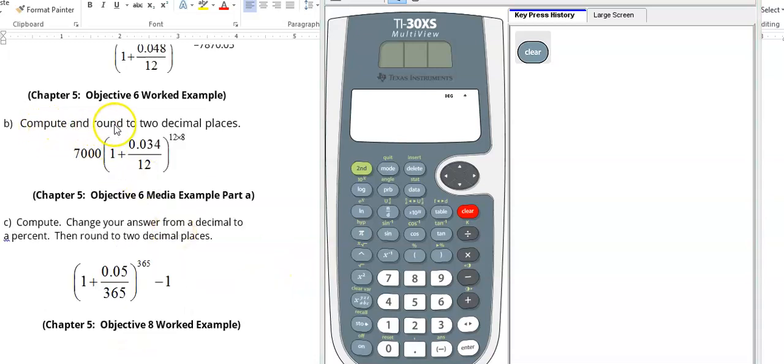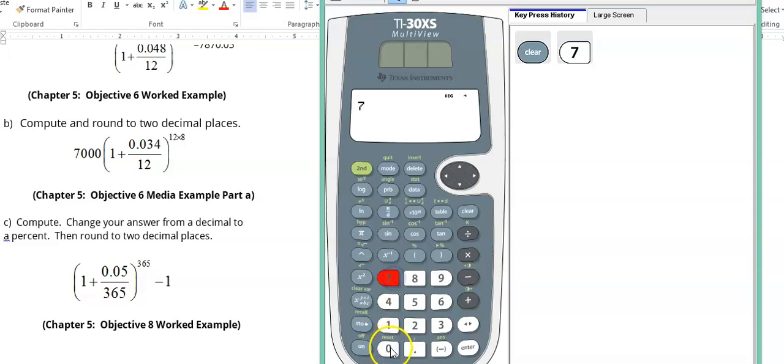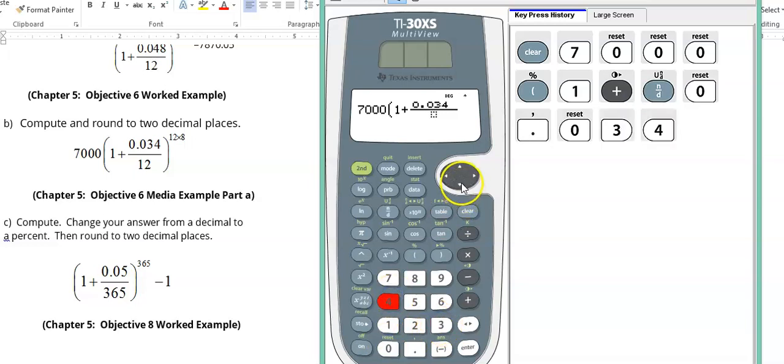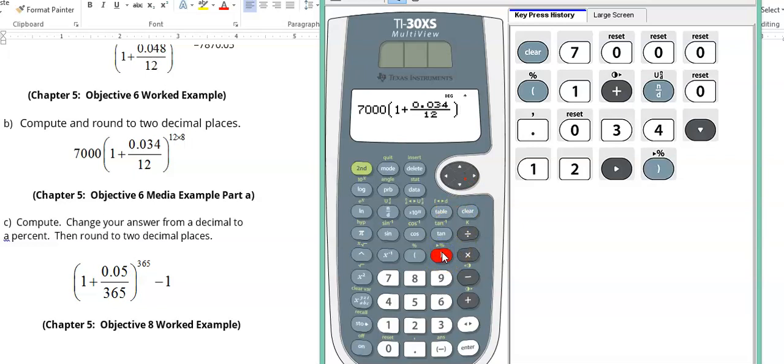Here it says compute and round to 2 decimal places. Okay, this is Chapter 5, Objective 6 Media Example Part A, if you want to reference it later. Okay, so notice we start with 7,000, then we need to enter the parentheses. We have 1 plus this fraction, so 1 plus 0.034 over 12. Again, using the arrow keys to move around. Now I move out of the fraction to close the parentheses.